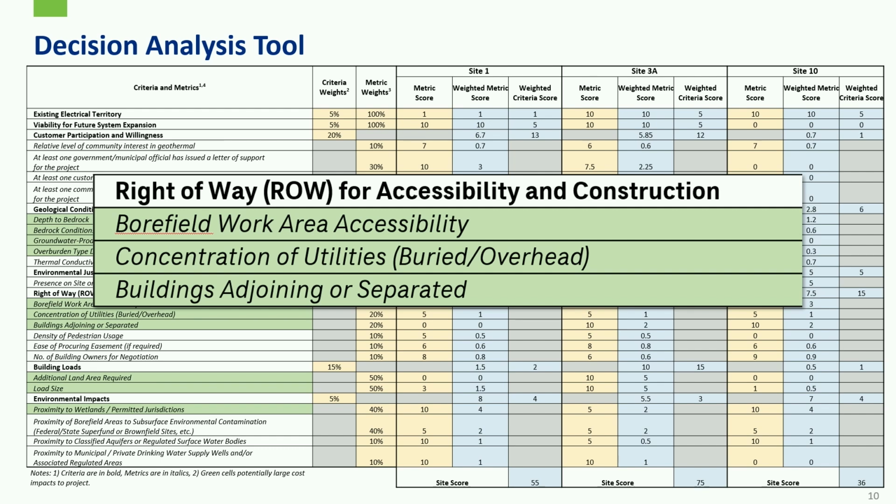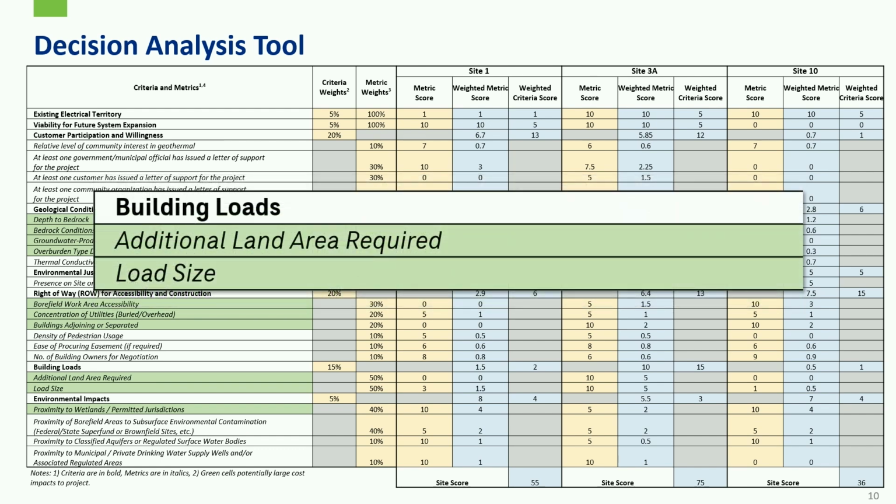And we're looking at, are the buildings adjoined or separated? And that in part has to do with looking at the conversions themselves and getting the connection lines into each of the buildings. So we've got building loads that we need to look at. So are you going to need additional land area to cover all the loads that you've got? And what's your total load size? That gets to project economics. A 500-ton system costs more than a 300-ton system.